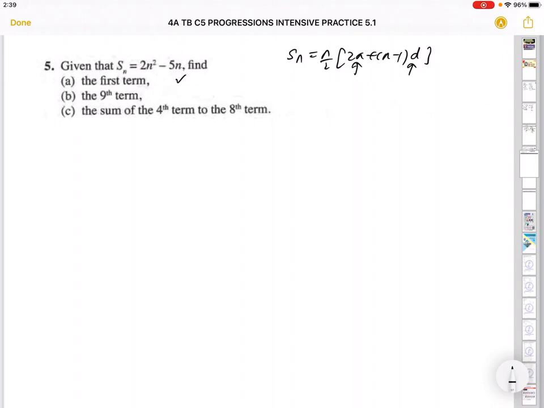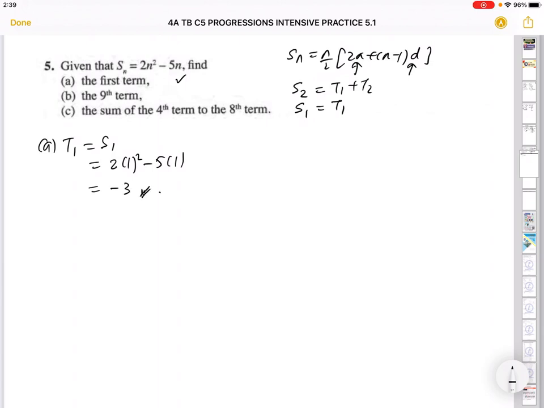But remember, what is S2? S2 is T1 plus T2. S2 means the sum of the first two terms. S1 means the sum of the first term. It sounds a bit weird, but there's no sum actually, it's just the first term. So to find the first term, T1, we substitute n with 1. So you get 2 times 1 squared minus 5 times 1, you get negative 3.